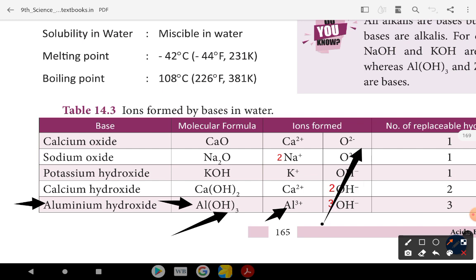Look here, is there a 2 minus above the oxygen? Because the valency of oxygen is 2, you can write the 2 minus charge above. Here also it is like that, but look here, for OH it is only minus, only one negative charge. So for 2 negative charges, you have to show 2 molecules. The 2 OH-, here 3 OH-. So here how many replaceable hydroxyl ions? You have 3 replaceable hydroxyl ions.